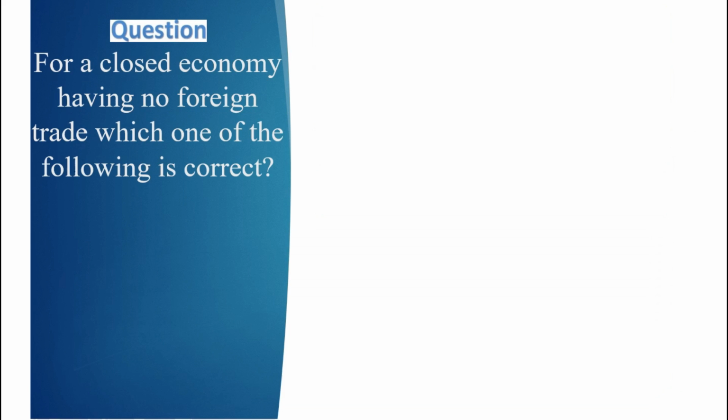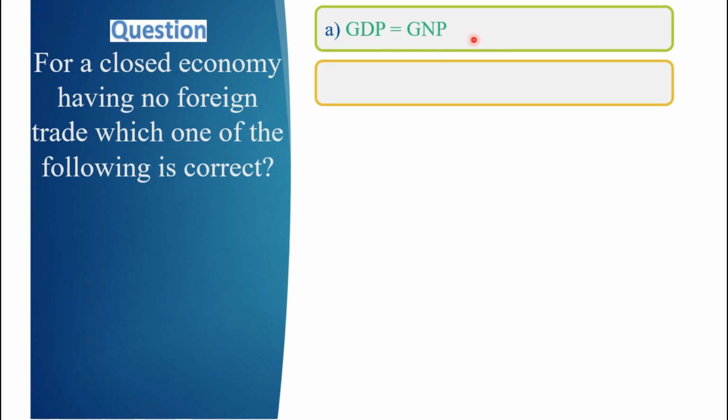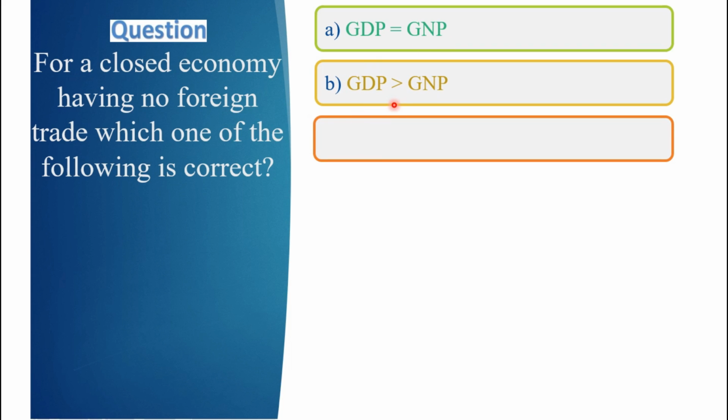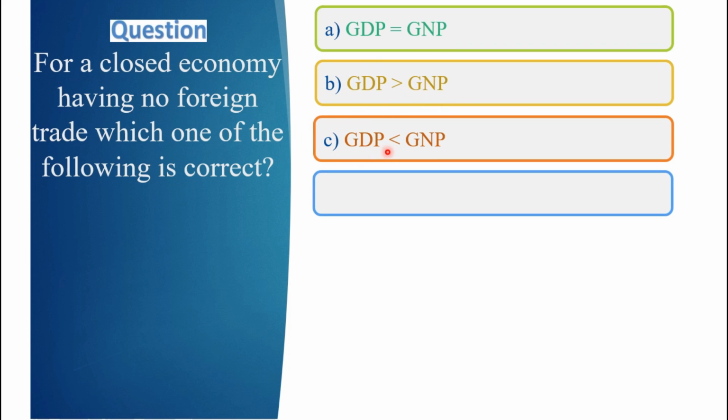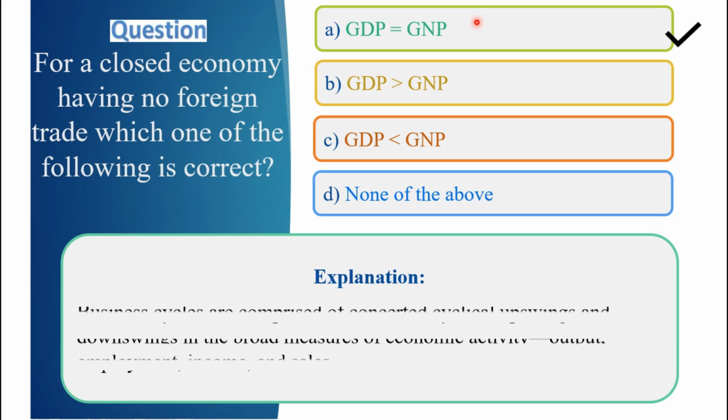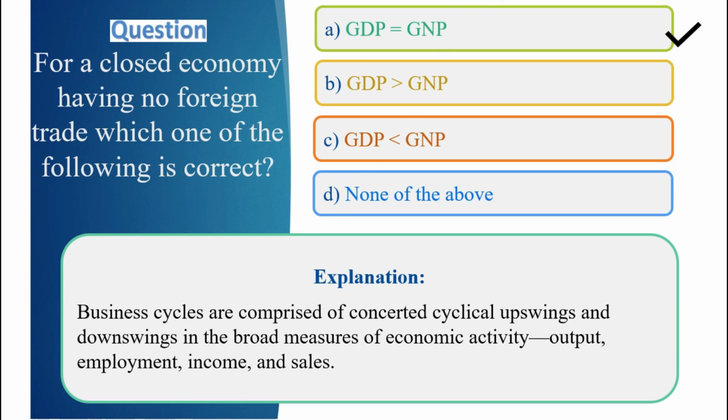Our next question is, for a closed economy having no foreign trade, which one of the following is correct? Option number 1, GDP is equal to GNP. Option number 2, GDP is greater than GNP. Option number 3 is GDP is lesser than GNP. And option number 4 is none of the above. And the correct answer for this question is GDP equal to GNP. Here, GDP means gross domestic product and GNP means gross national product.